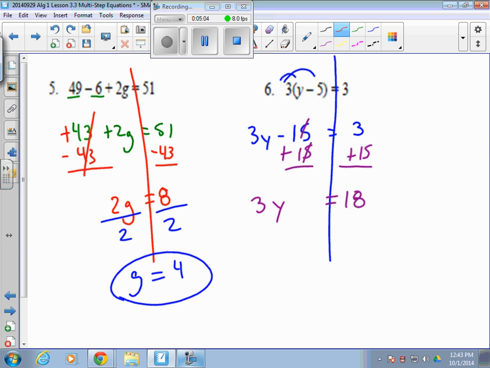Now undo the multiplication of 3 by dividing by 3. If you divide the left, divide the right. 18 divided by 3 is 6.